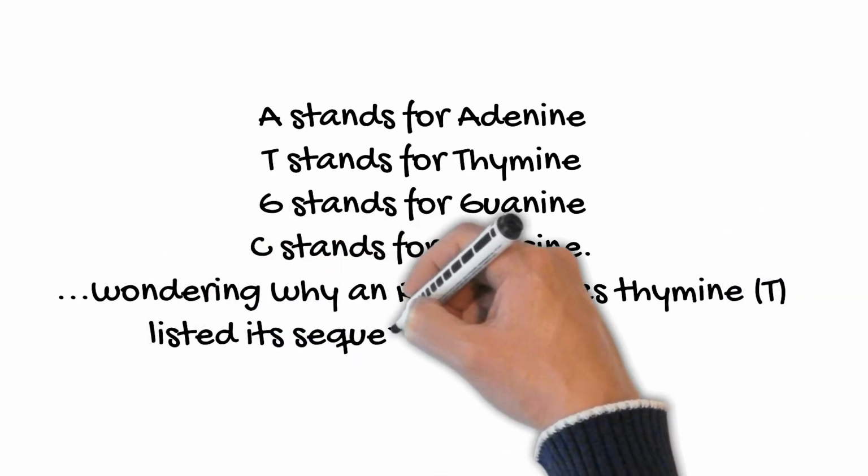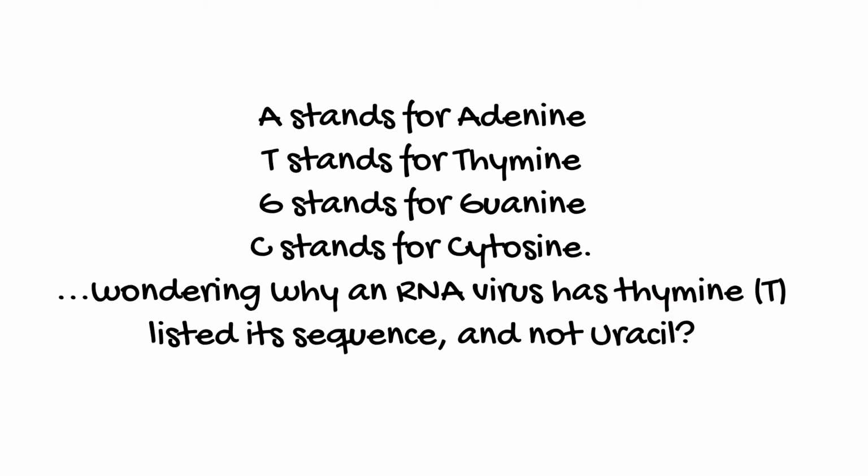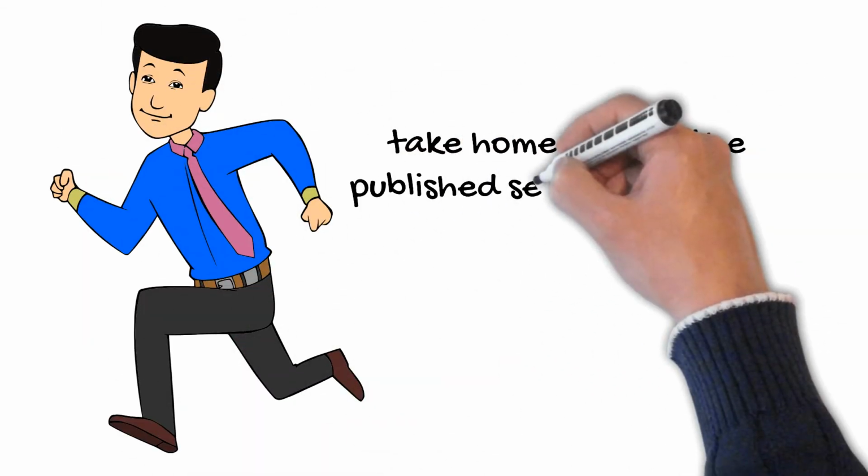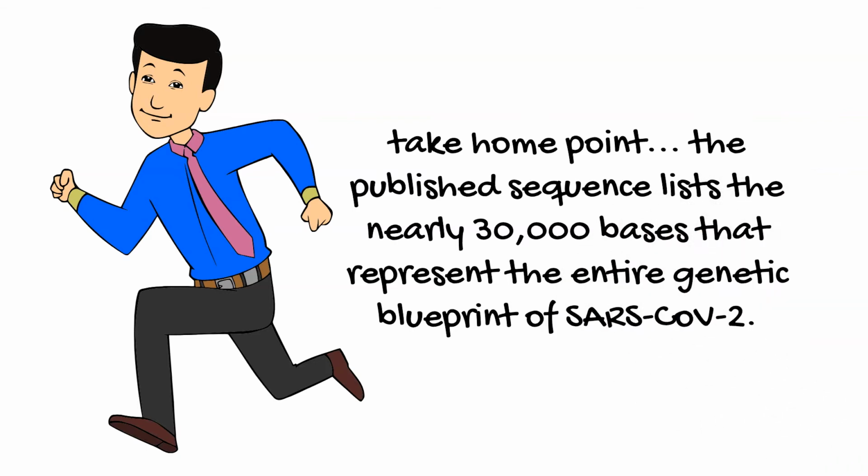Now, for the eagle-eyed among you who have had a few biology courses or maybe even a genetics course, you might be wondering, well, why would an RNA virus have thymine listed in its sequence and not uracil? Those of you that have no idea what I'm talking about when I say that, don't worry. It's not important for this particular seminar. But for those of you that did catch that, good on you. Good catch. The short answer is that all sequences are published as cDNA, or complementary DNA, and that's for convention. If you want to learn more about cDNA and what it is, please feel free to reach out to me. But with that aside, the take-home point here is that the published sequence lists nearly 30,000 bases that represents the entire genetic blueprint of SARS-CoV-2.